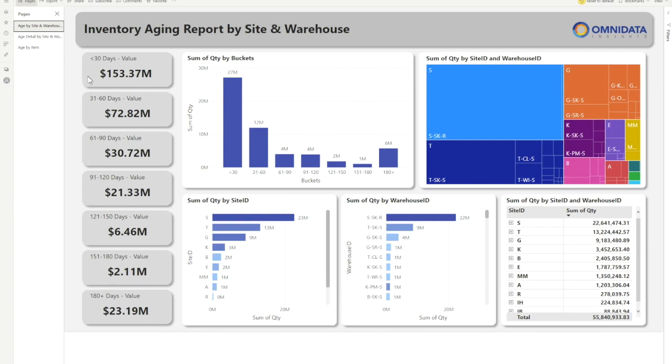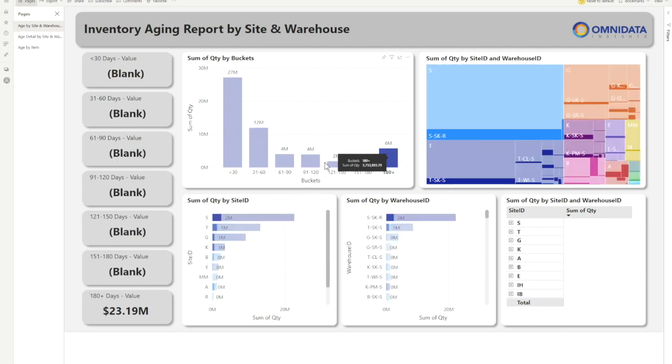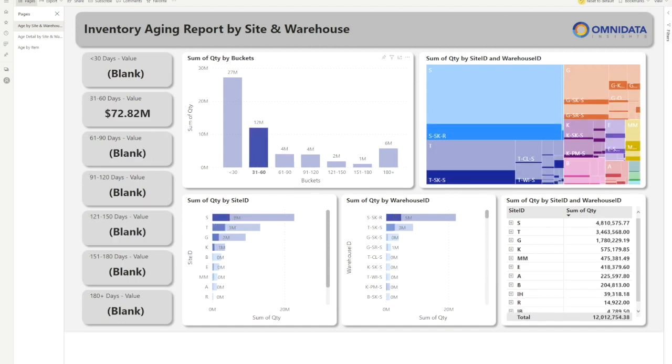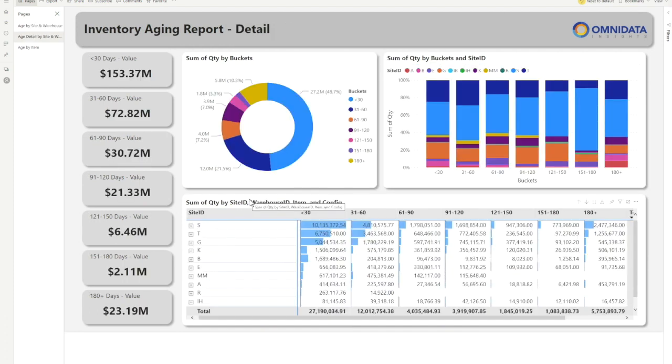The overview report shows the value of inventory for all sites and warehouses down the left, with inventory quantity used for the graphs. This makes it easy to see that we have $23 million in inventory sitting in the older than 180 days bucket, equating to over 5.7 million items. Selecting any of the buckets will filter the data in the other graphs, allowing you to get a quick overview of the problem areas. Next, detail by site and warehouse drill down.